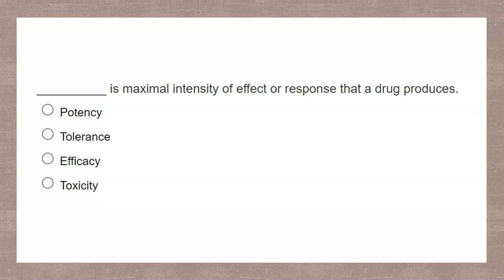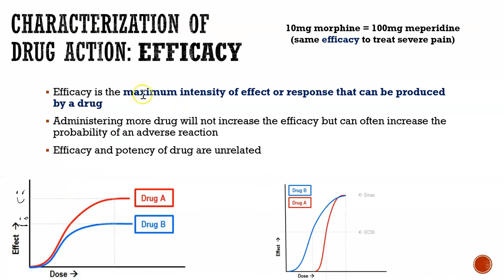So what is the maximal intensity of effect or response that a drug produces? Is it potency? Is it tolerance? Is it efficacy? Or is it toxicity? Yeah, it is efficacy, because if we look at the definition, it is the maximum intensity of effect that can be produced by a drug. So drug B, you just feel okay. Drug A, you feel a whole lot better.